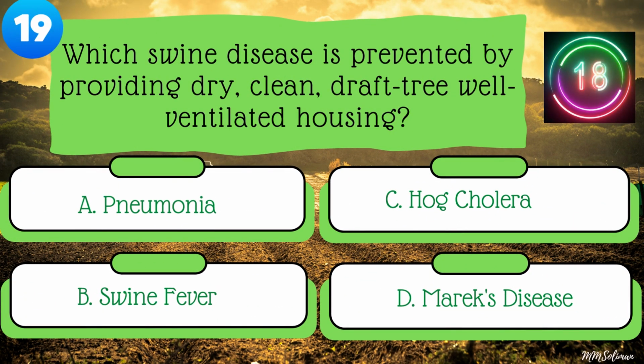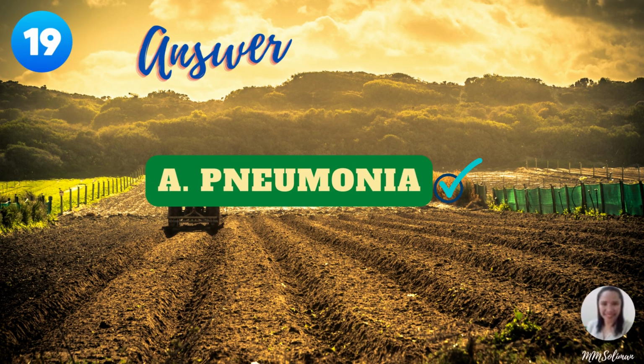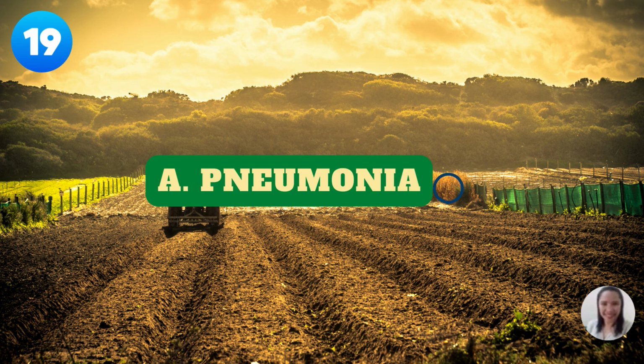Which swine disease is prevented by providing dry, clean, draft-free, well-ventilated housing? A. Pneumonia, B. Swine fever, C. Hog cholera. D. Marek's disease. The answer is pneumonia. Treatment of the chronic pneumonia is of little use unless you ensure an environment that is draft-free and dry to maintain the pig's natural resistance. The bacterium that causes this disease originates in the soil, but it is also carried by individual pigs.